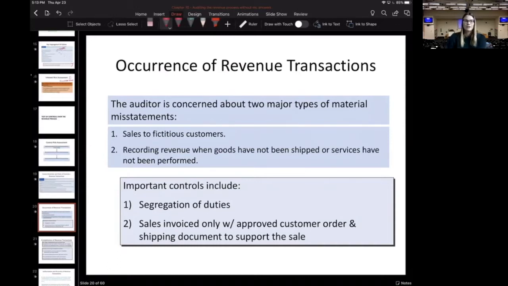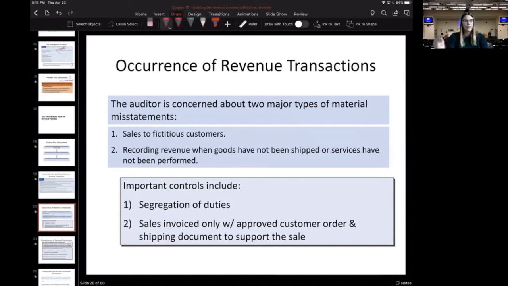And also of concern is that the company might have recorded revenue when goods have not been shipped or services have not been performed, right? And this could kind of be like a bill and hold type situation like we were talking about earlier. So some key controls to try to address this would be things like having good segregation of duties around this process. Also, it could be things like making sure sales are only invoiced when you have both an approved customer order and a shipping document to support the sale.